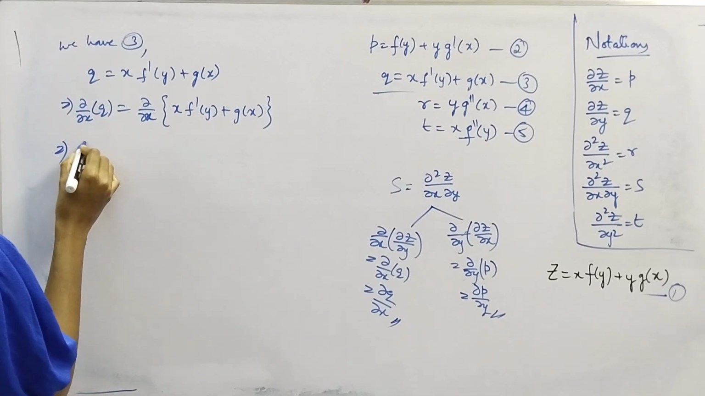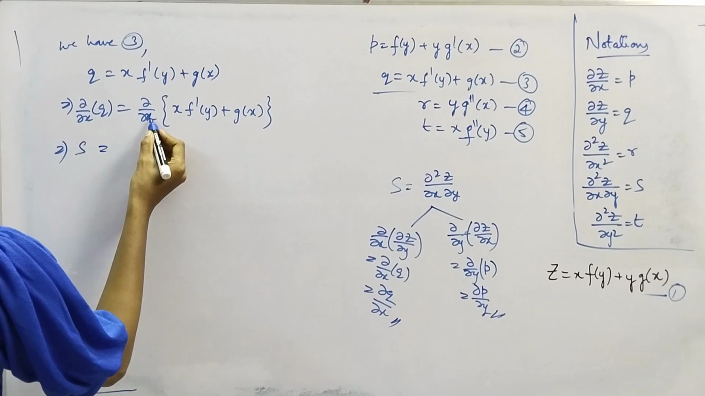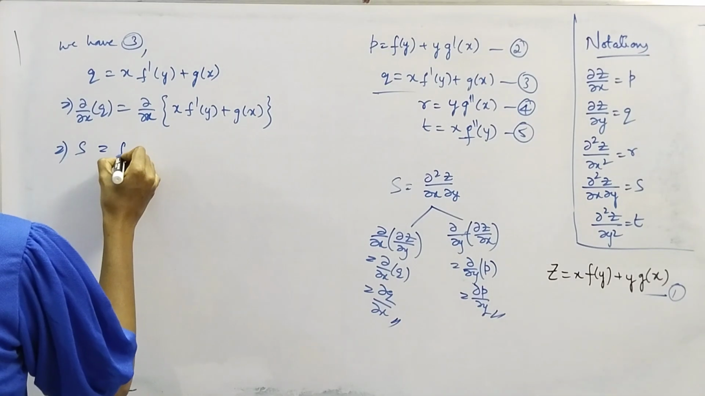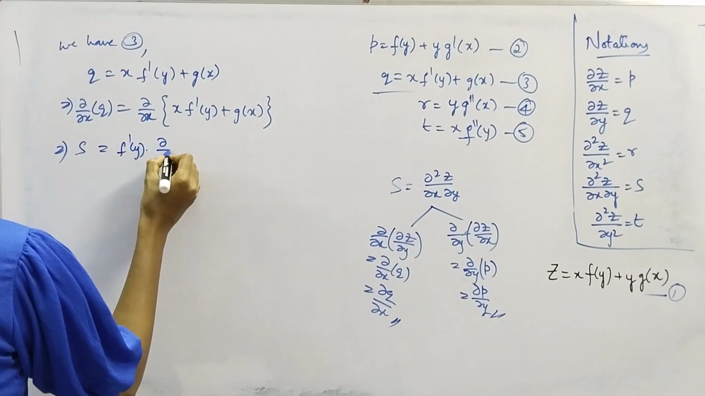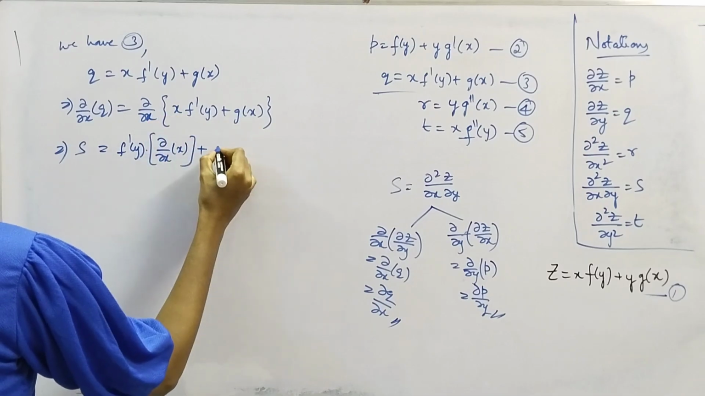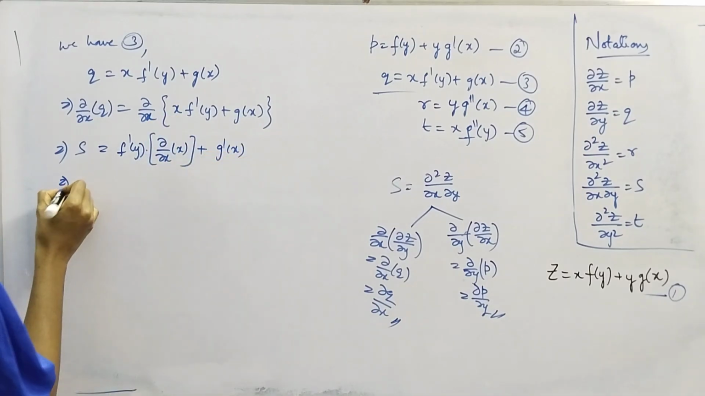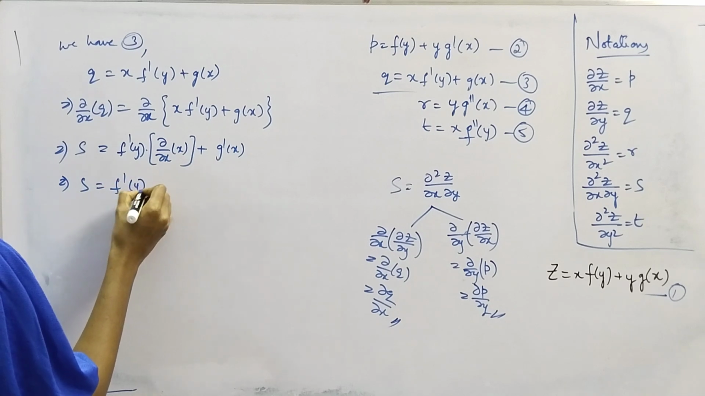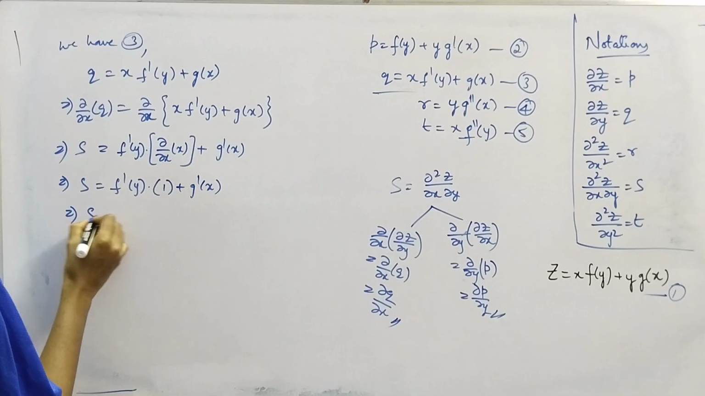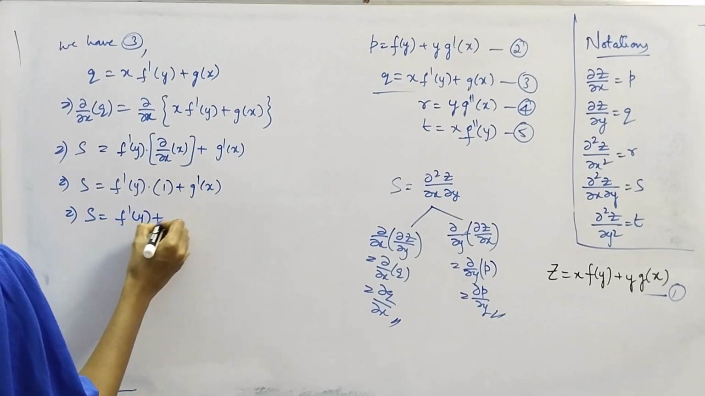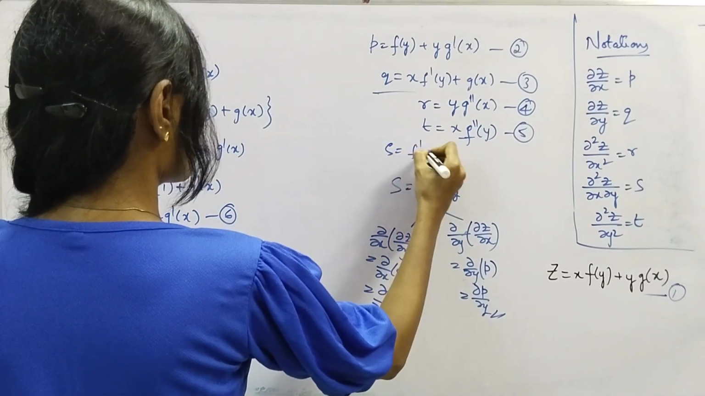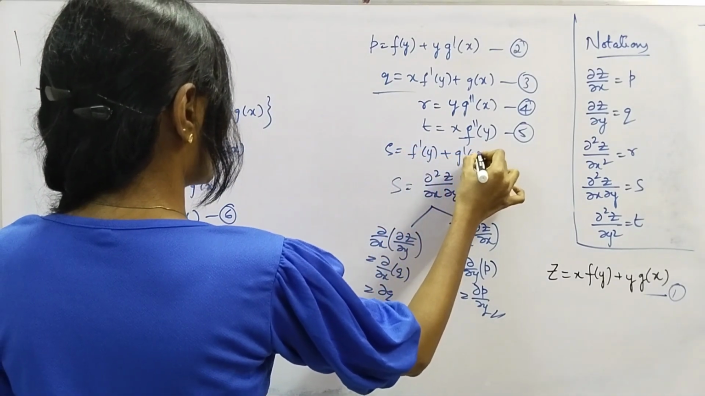∂z/∂x, that is s... sorry, ∂q/∂x is s, equal to: here we are partially differentiating with respect to x, so we'll treat y as constant. So f'(y) is treated as constant, into the partial derivative of x with respect to x, plus the partial derivative of g(x) with respect to x, which is g'(x). This gives us s equal to f'(y) into the partial derivative of x with respect to x, which is 1, plus g'(x). From this we'll get f'(y) plus g'(x). Consider this as equation number 6: s equal to f'(y) plus g'(x).